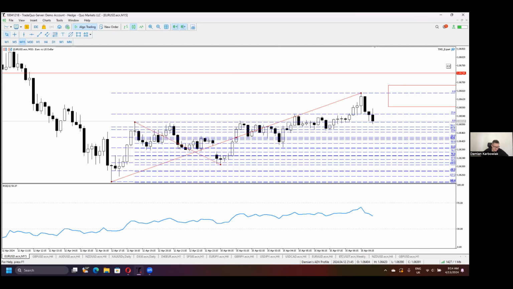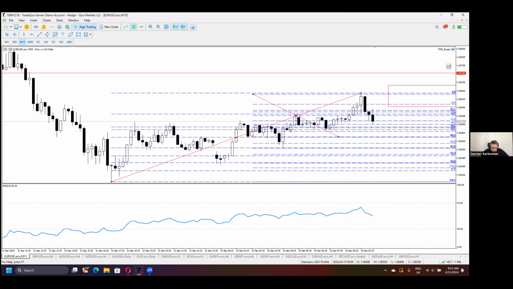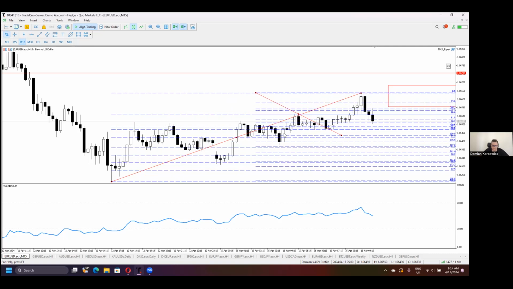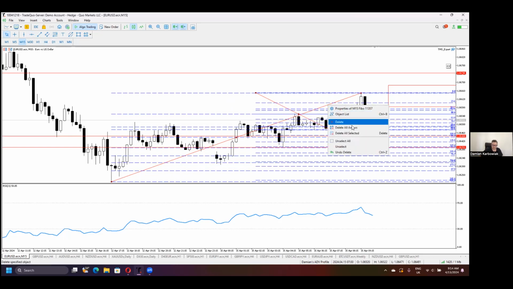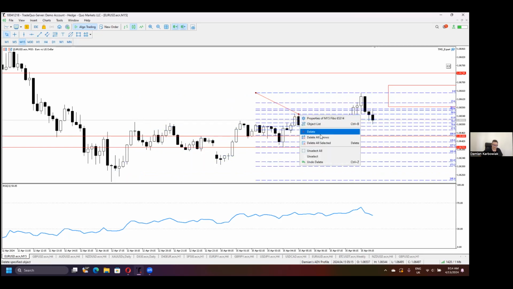Quick geometry cluster for the spinning correction. Do we have it? Yes, 150%. This is a minimum for you. And the second one, 61.8, and 127.2. So there is another option.